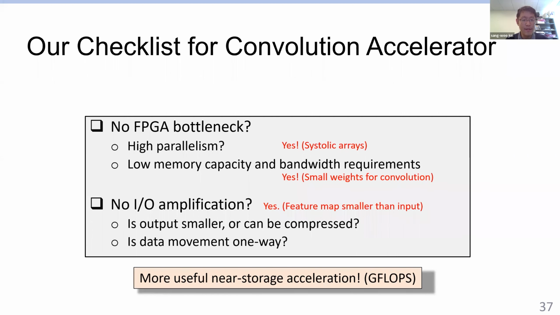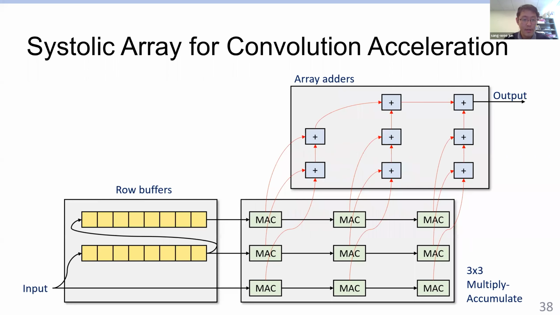Unfortunately, one caveat here is yes, there is high parallelism in terms of systolic arrays, but if you try to offload all of the convolution layers, it doesn't actually mean that the FPGA does not become a bottleneck, just because the raw amount of gigaflops that's required to do all the convolution layers is a little bit too high for the kind of accelerators that are on the storage device if we want to maintain line rate performance. So how do we get around this problem is our ongoing work.